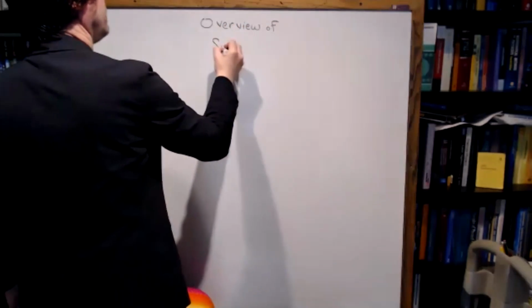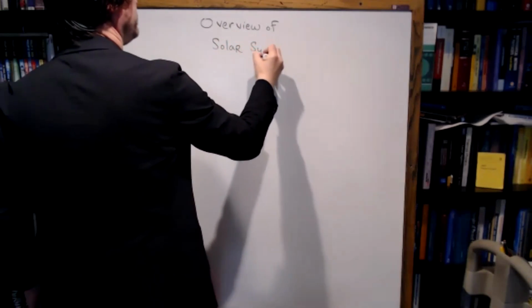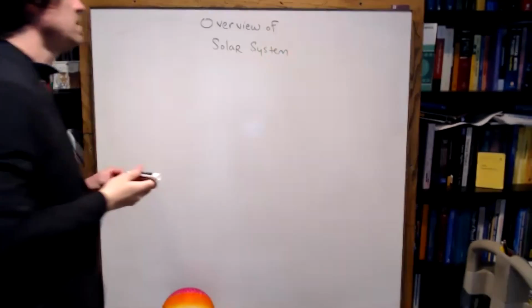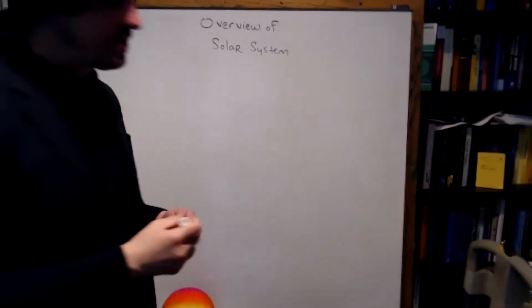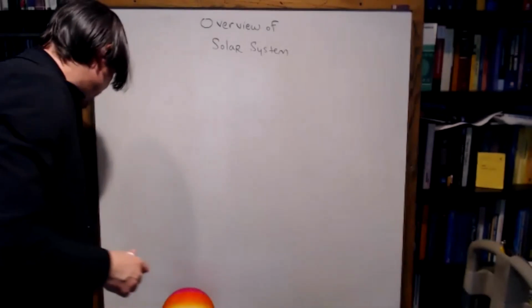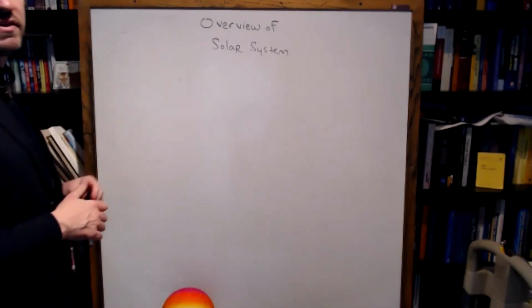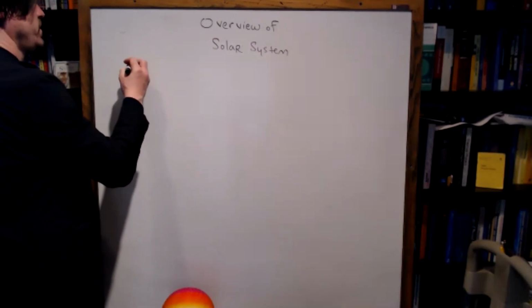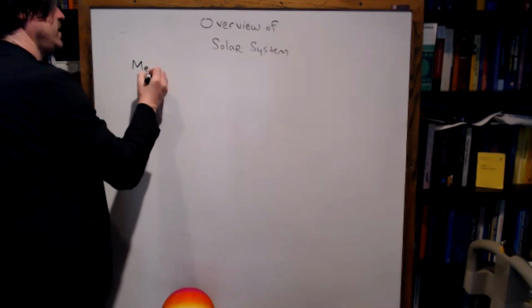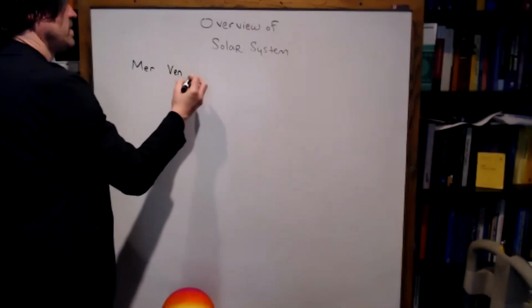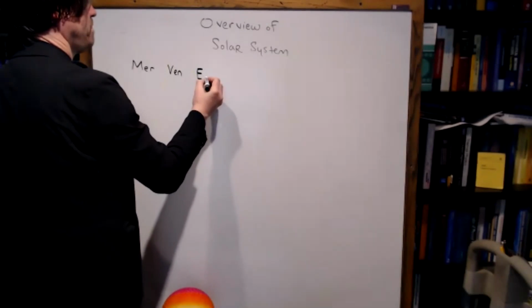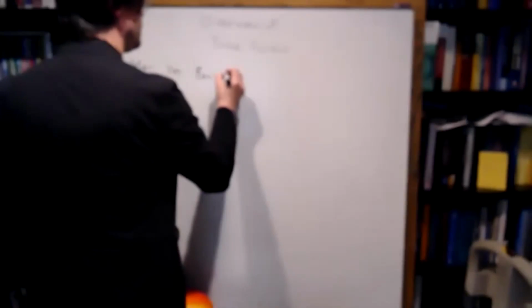An overview of the solar system. Last week, of course, we talked about the sun, which is a significant portion of our solar system. But if we want to get into the planets, which is the goal today, then we can list the names of the planets here. We have Mercury, Venus. I'll have to use abbreviations because my board is kind of small. Earth, Mars.